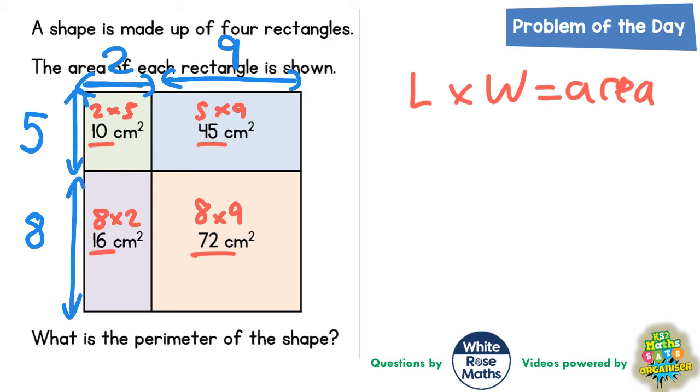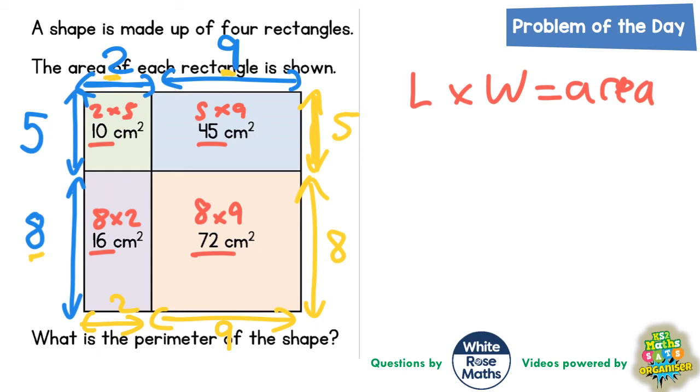Now, all we need to do is use a bit of common sense. If this distance on the side here is 5, then the distance on the opposite side would also be 5. Opposite the 8 over here would also be another 8 because it would be the same. Opposite the 9 along the top would be another 9 down on the bottom. And opposite the 2 up here would be another 2 along the bottom there. So all we need to do now is add everything together.